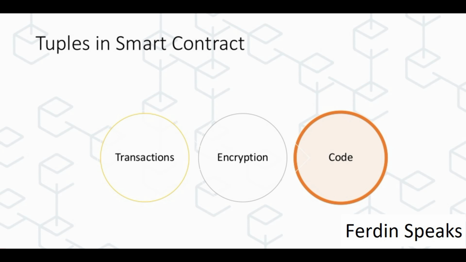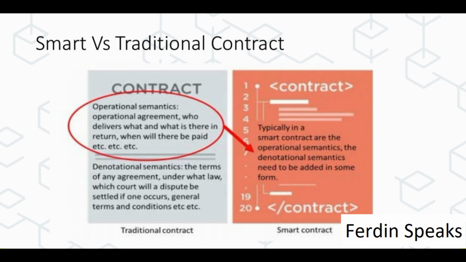A smart contract uses the transactions and encryption, and they are used as code to empower the agreement made between two parties. And then we have the difference between the smart contract and the traditional contract. A traditional contract is a set of statements written on a piece of paper, which has the operational semantics, the operational agreement: who delivers what and what is there in return, and when they will be paid, etc.